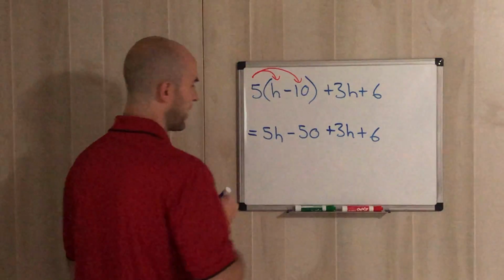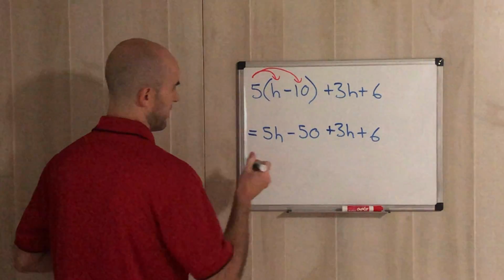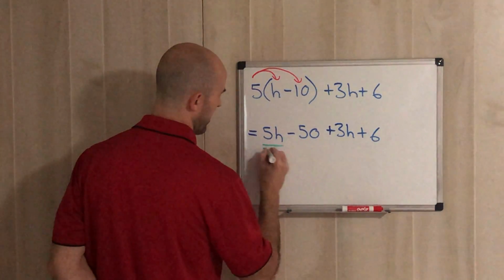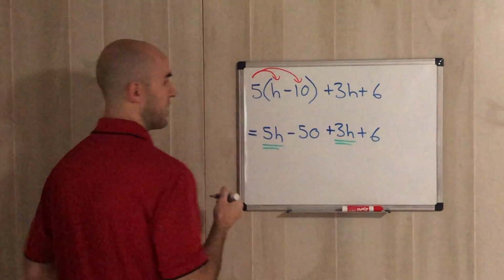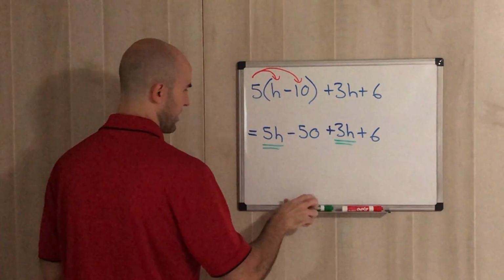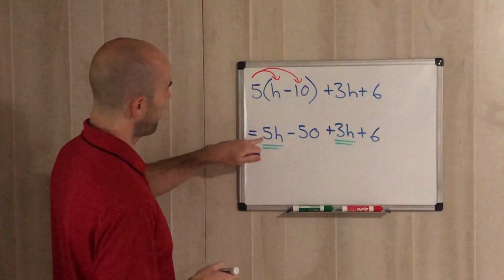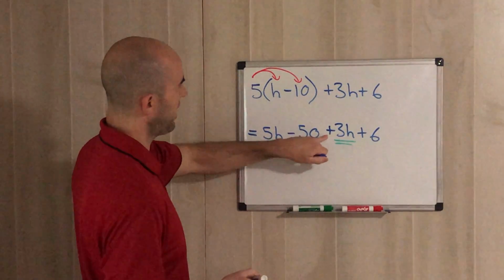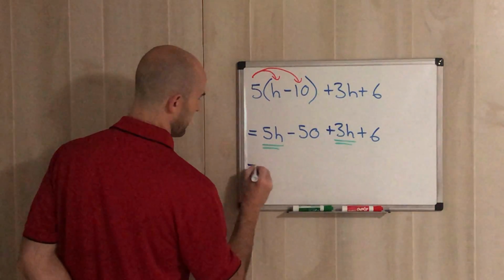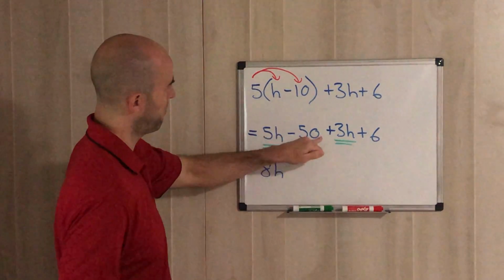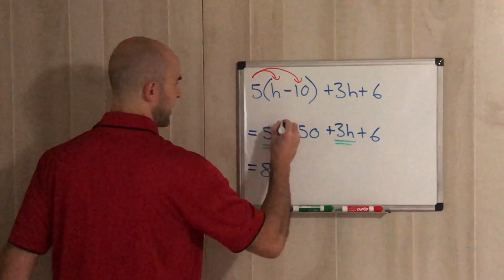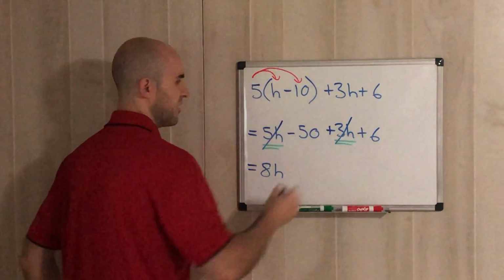So let's see what we can combine. We have the 5h right here, right? We know that 5h we can combine with 3h. And we can do that because they're like terms, right? They both have an h. So we know that 5h plus 3h gives us 8h, right? Because 5 plus 3 gives us 8, right? And since we combine those, we're done with those.